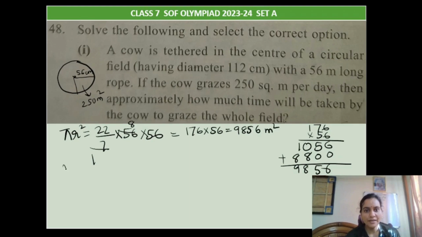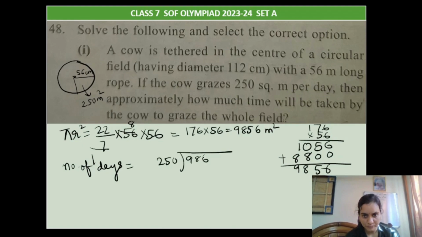Now if we divide, we'll get the number of days. So to find the number of days, we have to divide. So let's divide 9856 by 250. Okay, 9856.